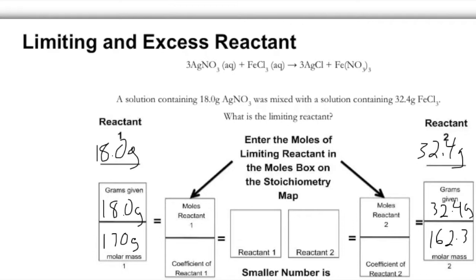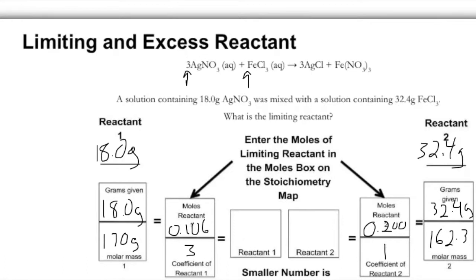So we divide on both sides and move one step over toward the middle. We've got 0.106 moles of silver nitrate. We've got 0.200 moles of iron chloride. And this is going to be divided by 3. This is going to be divided by 1 because those are the coefficients of each reactant.